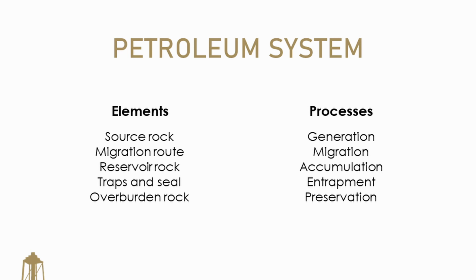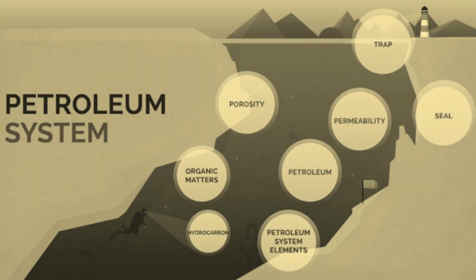First, let's know the basics of petroleum system. The elements of petroleum system are source rock, reservoir rock, migration route, traps and seal and overburden. The processes of petroleum system are generation, migration, accumulation, entrapment and preservation of petroleum. In this picture, you can see some of the factors of petroleum system like porosity, permeability, organic matters, etc.